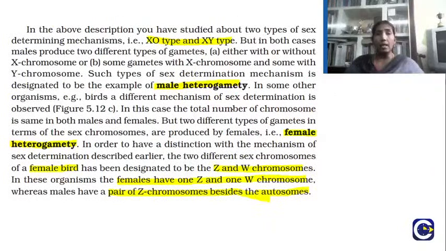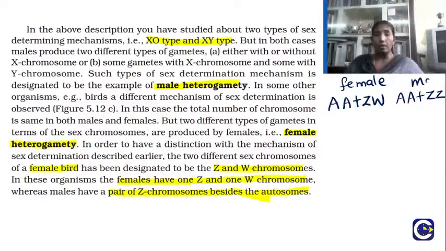But there is another thing, like in the case of birds. In birds, the female will be AA plus ZW, and the male will be homogametic. So in certain birds, it is totally different.